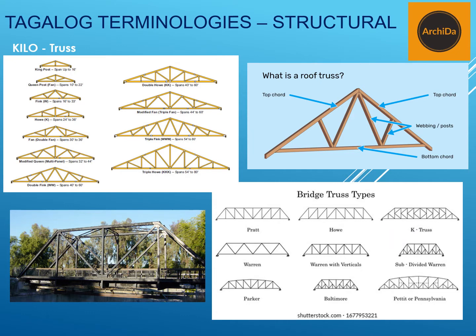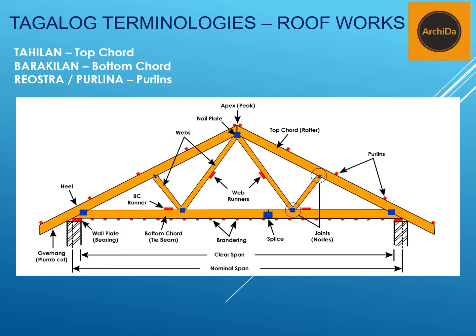Kilo or truss. This is commonly used or known as part of your framing system for the roof, but it is also used in bridges. For trusses, you now have different parts. First of all, you have the tahilan or the top cord. Then the barakilan or the bottom cord.